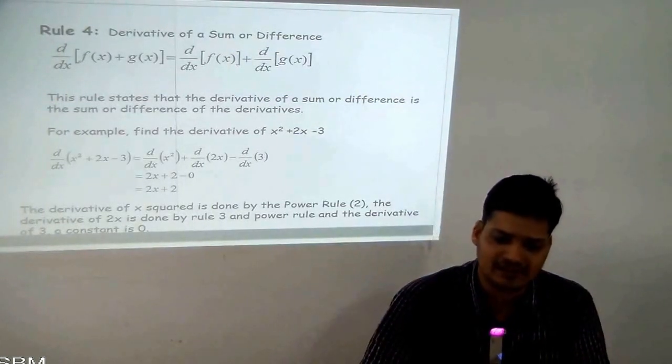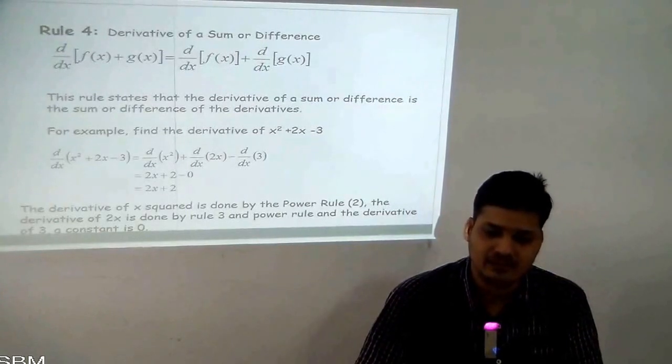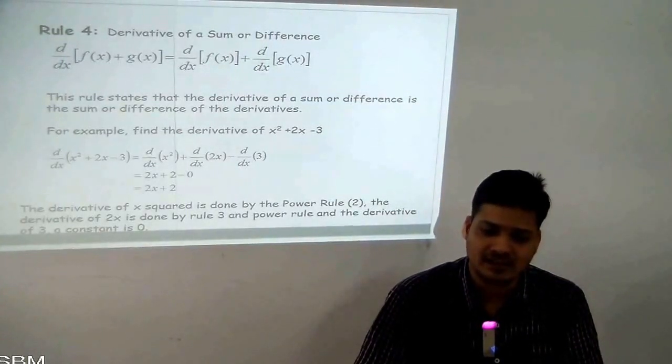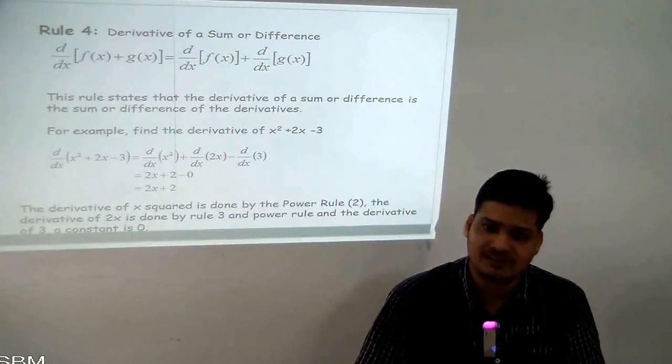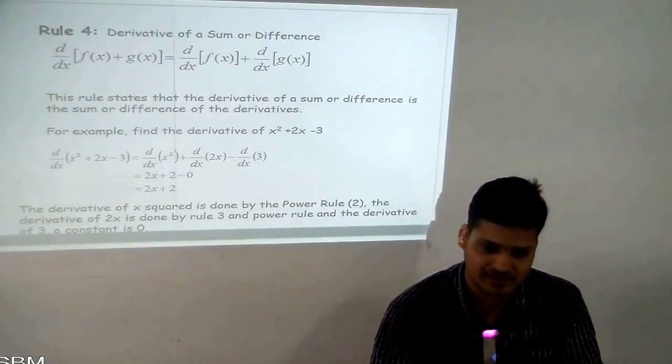So the derivative of x square is done by power rule 2, which we have seen. The derivative of 2x is done by rule 3, and the derivative of 3, which is a constant, we have seen in the previous examples.